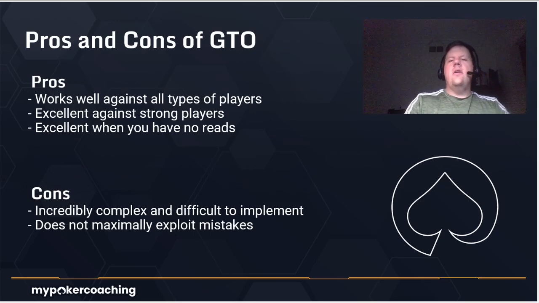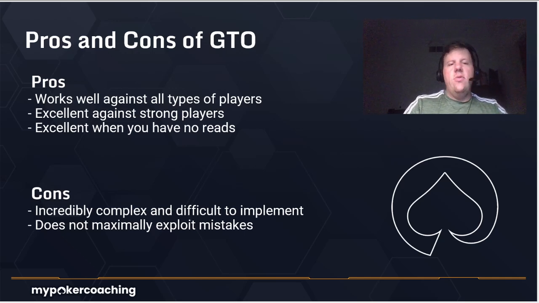So, pros and cons of a GTO strategy, and let's just talk about a baseline. If you just play whatever strategy the solver spits out, what's going on there? Well, it works well against all types of players because you're always going to make money. Your opponents are going to make mistakes, and you just make money. The more mistakes they make, the more money you make. It's excellent against really strong players.